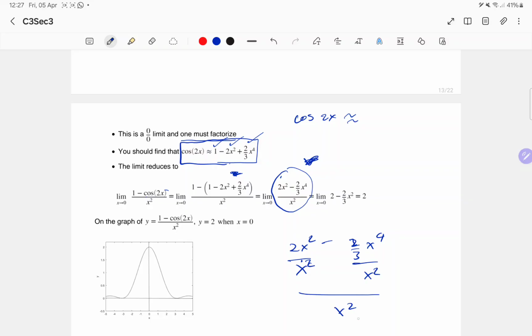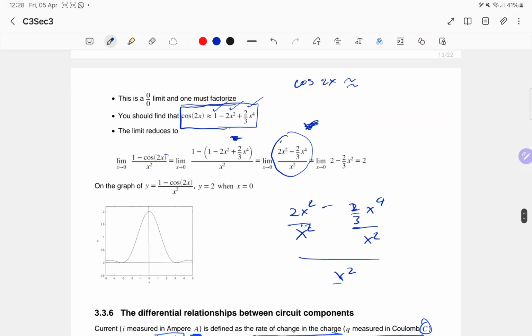Okay, x to the power 2 divided by x to the power 2. So this will give you 1, this will give you 2, this will give you x to the power 2. Now take the limit, and your limit is 2. So on the graph, y is equal to 2 and x is equal to 0.